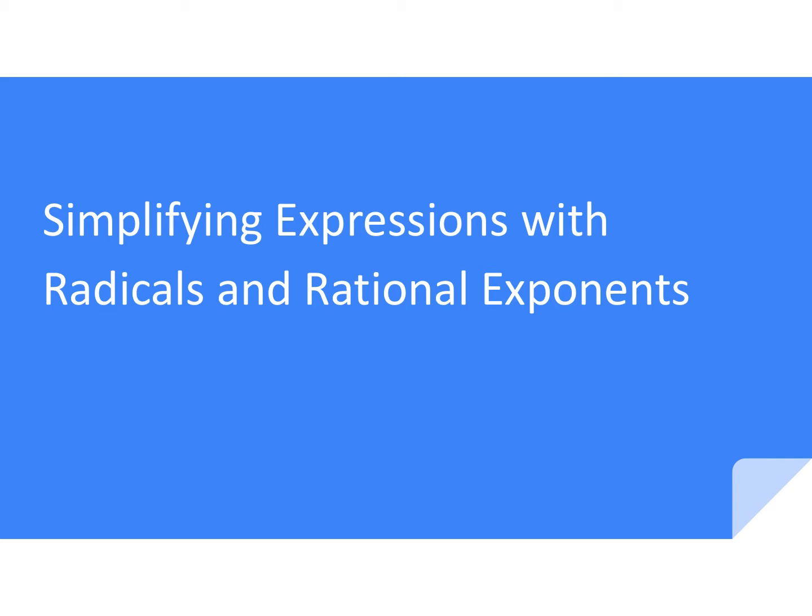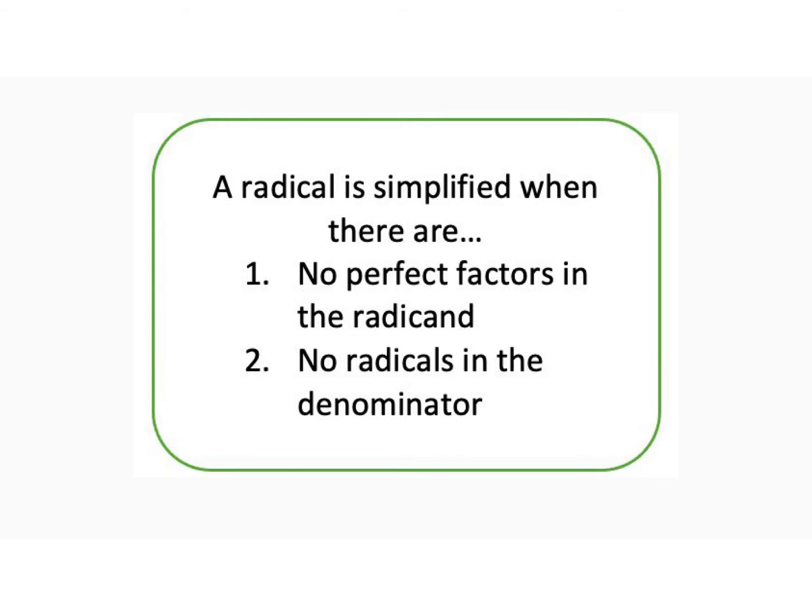In this lesson, we're going to learn how to simplify expressions with radical and rational exponents. So, in general, a radical is considered to be simplified when there are two things. There can be no perfect factors in the radicand, and we're not allowed to have radicals in the denominator. So hopefully you remember step 2 is where we do that process, called rationalizing the denominator.